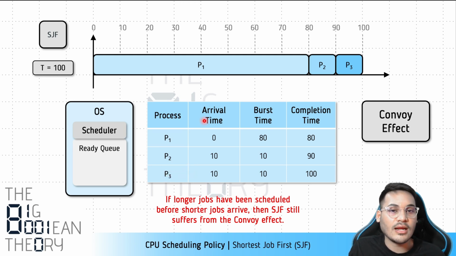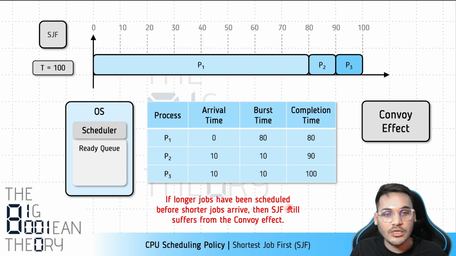The problem here is that when P1 arrives earlier, it gets scheduled earlier, and since it's a non-preemptive policy, even if the shorter jobs arrive by just one unit of time later, they will have to wait. This is what happened. P1 arrived at t equals 0 and got scheduled, and P2 and P3 arrived later at t equals 10. They only get to execute when P1 completes, which is not until 80, right? So the shorter jobs again have to wait behind the longer job because the longer job got scheduled earlier. So the problem with shortest job first is that if the longer jobs have already been scheduled, since it's a non-preemptive scheduling policy, the shorter jobs will have to wait.